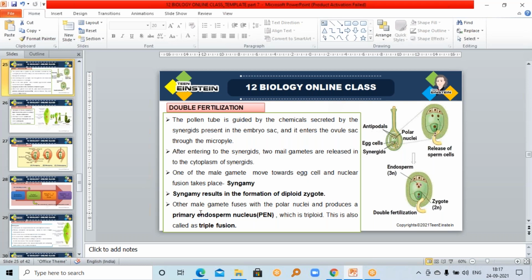Then the other male gamete fuses with the polar nuclei and produces a primary endosperm nucleus. The polar nuclei have already fused, forming the secondary nucleus, right? To this secondary nucleus one more male gamete is fused, forming the primary endosperm nucleus. This primary endosperm nucleus is triploid. 3 sets of chromosomes are there, and this is also called triple fusion. Here 3 fusions are taking place, that is called triple fusion. Okay.